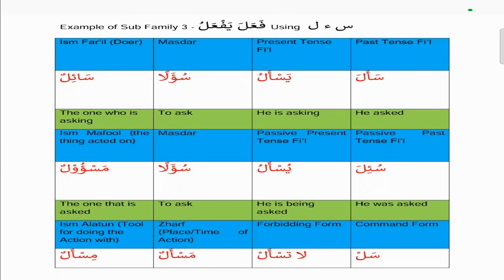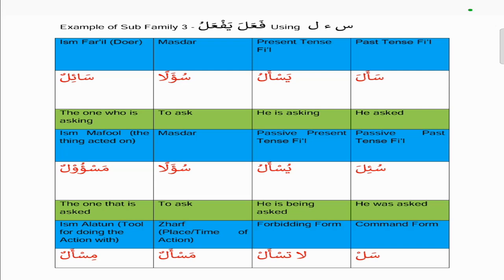So an example of subfamily 3, which is fa'ala, yaf'alu, and we're going to insert the 3 root letters, the sin. The second root letter will be hamza, and the last one will be lam, sa'ala, which means to ask. So the past tense is sa'ala, he asked. Present tense is yas'alu, just like fa'ala yaf'alu, he is asking. The masdar, if you look it up using these 3 root letters in the Arabic dictionary, you get su'alan, which means to ask. And the ism fa'il, it follows the pattern, if you remember, fa'ilun, so it's sa'ilun, the one who is asking. And the passive past tense is su'ila, he was asked.